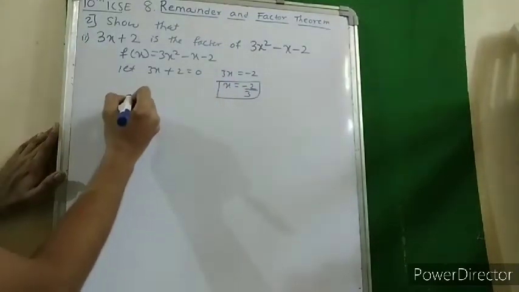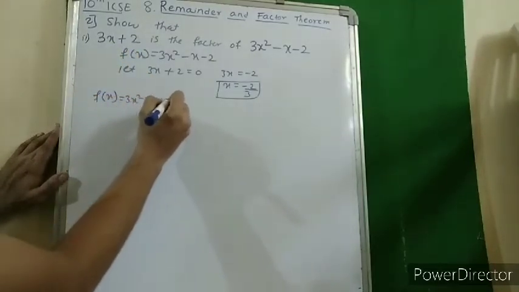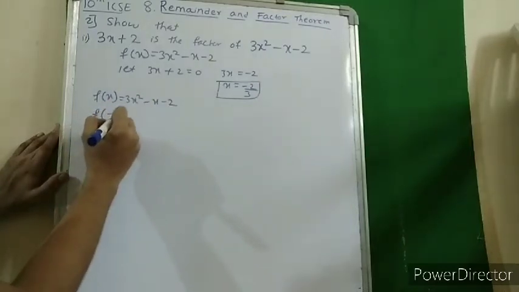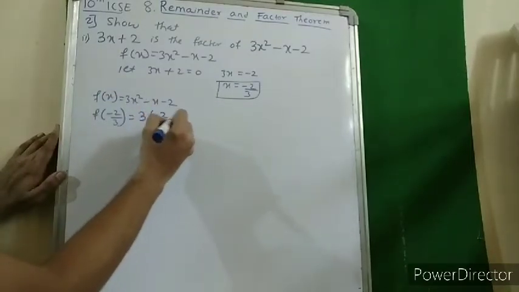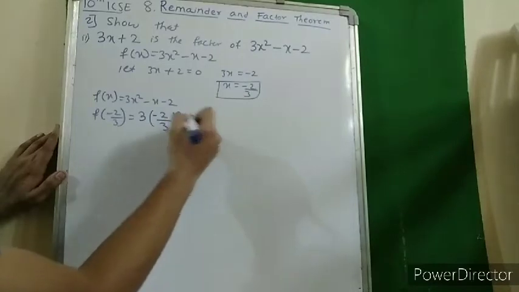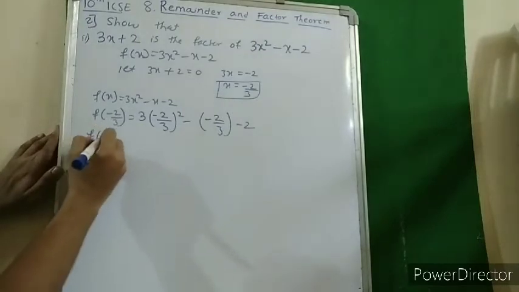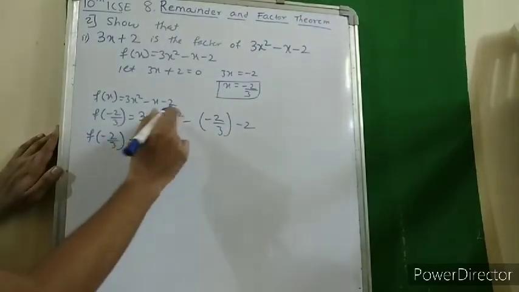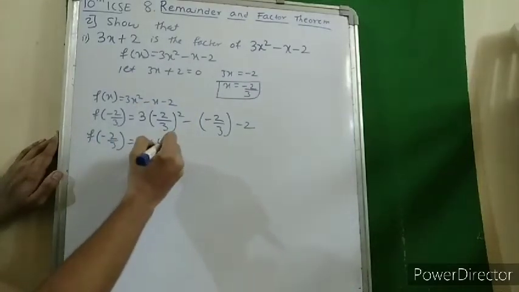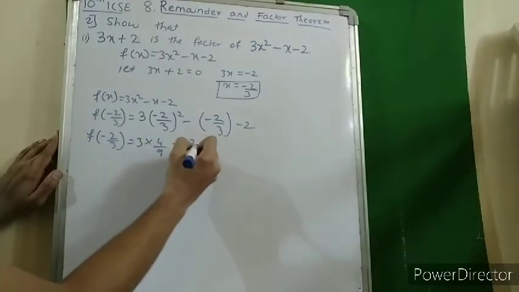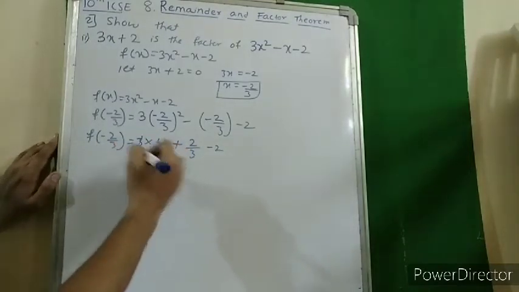So therefore, function of x is equal to 3x squared minus x minus 2. We will substitute minus 2 upon 3. In place of x we substitute minus 2 upon 3, the whole squared, minus x, that is minus minus 2 upon 3, and we have minus 2. A negative squared is always positive, so 2 squared is 4, 3 squared is 9, so we will have 3 multiplied by 4 upon 9, plus 2 upon 3, minus 2.